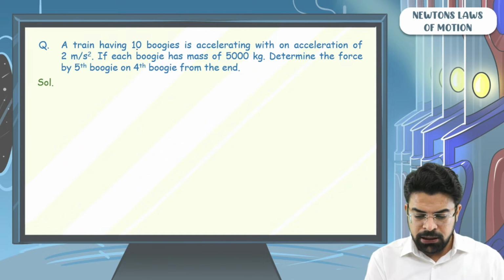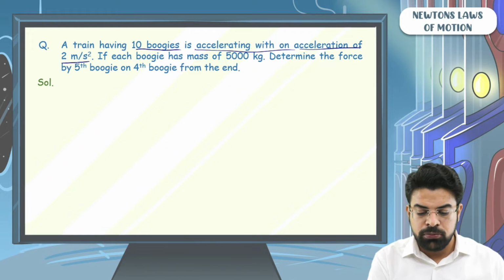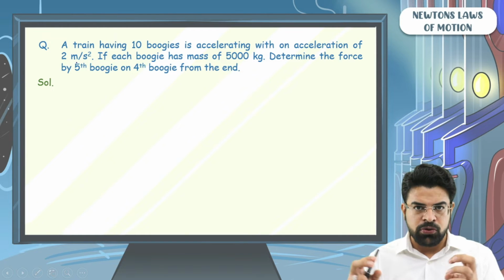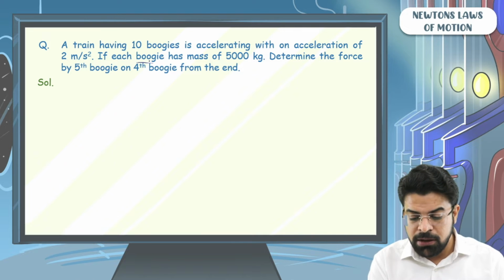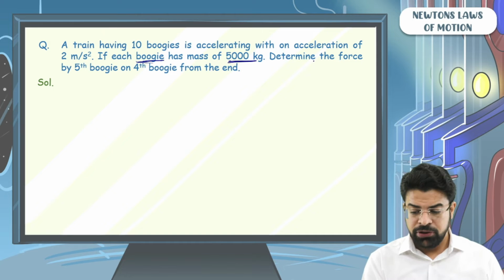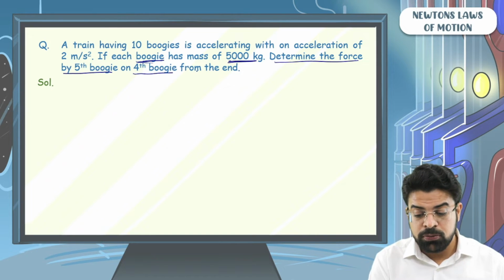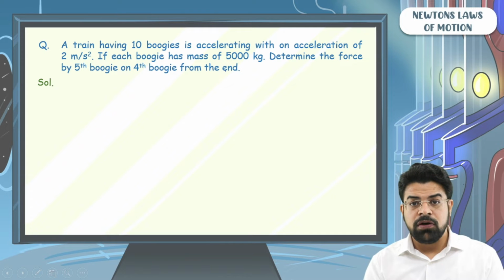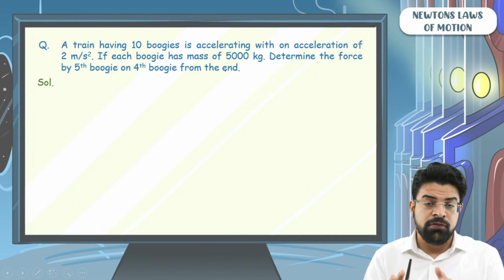A train having 10 bogies is accelerating with an acceleration of 2 meter per second square. If the mass of each bogie is 5000 kg, determine the force by the fifth bogie on the fourth bogie from the end. So what will be the force applied by the fifth bogie on the fourth bogie from the end?